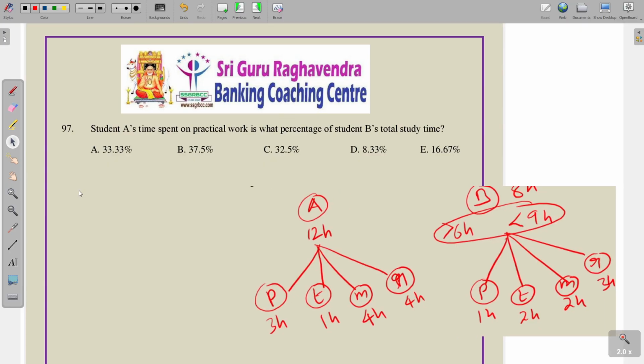Student A's time spent on practical work is 3 hours. Is what percentage of B's total study time? B's total is 8 hours, and A's practical work is 3 hours. How much percentage? 1 hour of 8 is 12.5, so 3 into 12.5 is 37.5 percent.